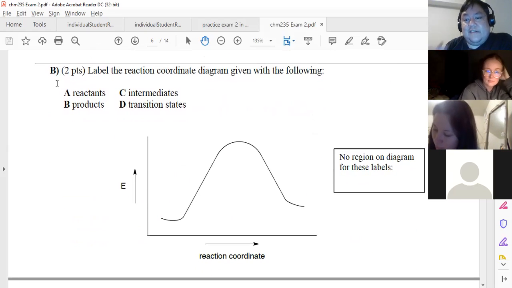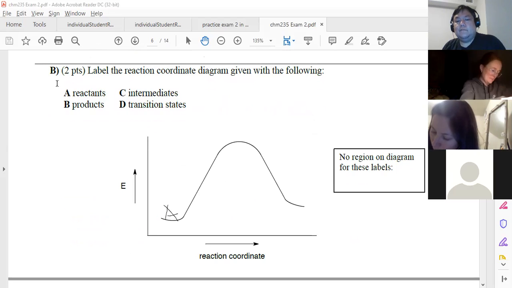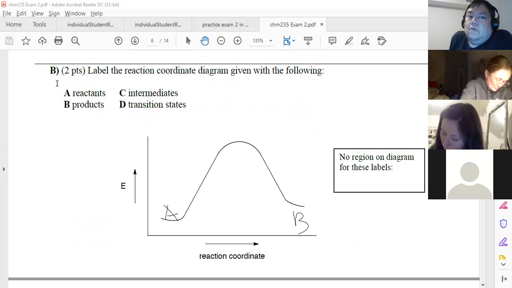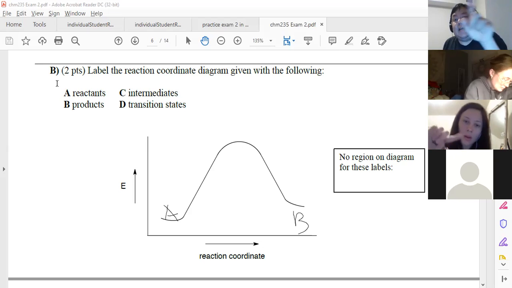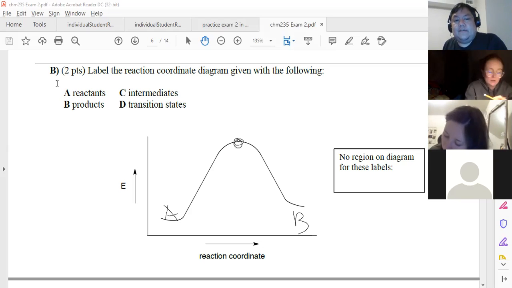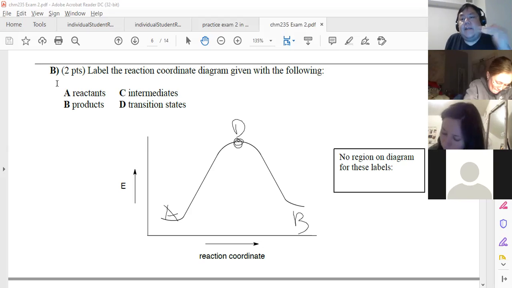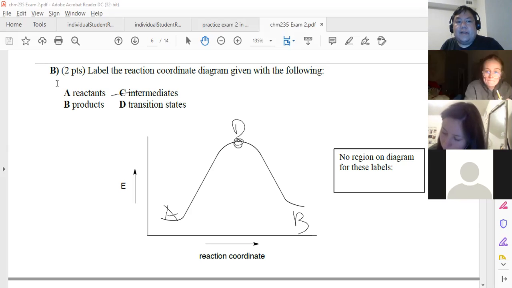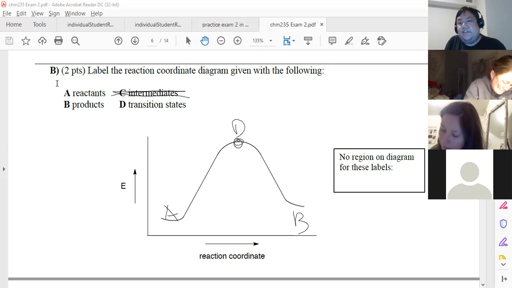Okay, this is an easy one. So reactants and products, which goes on the left side? Reactants. Yep. What goes on the right side? Products. Okay. Do I have any transition states here? No. Yes. Anytime you have a peak, that is always a transition state. An intermediate is when you go to a peak and come down, but you don't go all the way to your products. So there are no intermediates here, right? So every reaction will always have reactants, products, and transition states. Does that make sense?